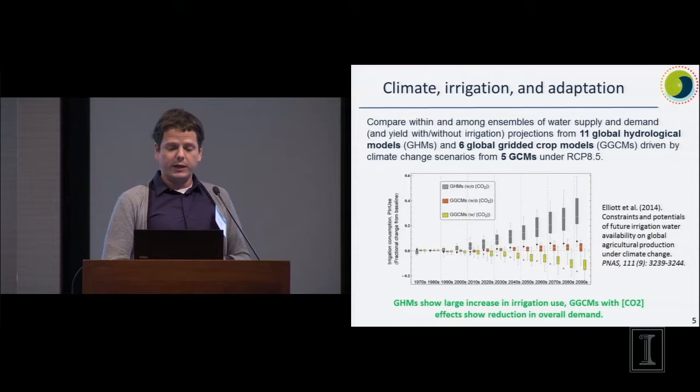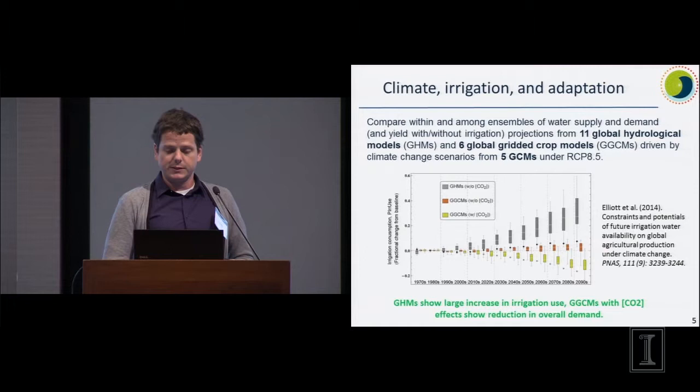The green, similarly, is the same prediction out of the global crop models without considering the impacts of increasing atmospheric CO2, so without considering any CO2 fertilization effects. And finally, the yellow bar is the crop models with considering the effects of increasing CO2.